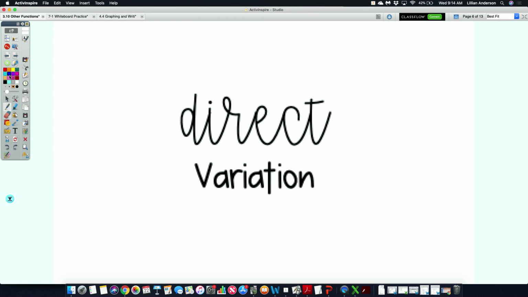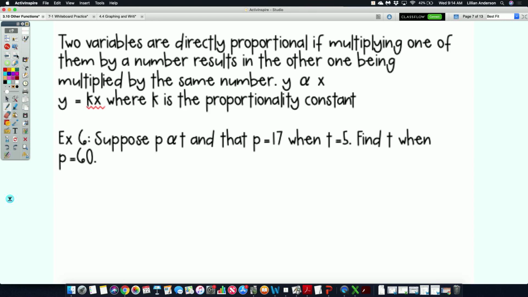Okay, direct variation still is associated with other types of functions, okay? 2 variables are directly proportional if multiplying one of them by a number results in the other being multiplied by the same number. So basically you're looking at 2 variables, and you'll know that they're directly proportional if you multiply one of them by a number and you get the results by multiplying the other variable by that same number.